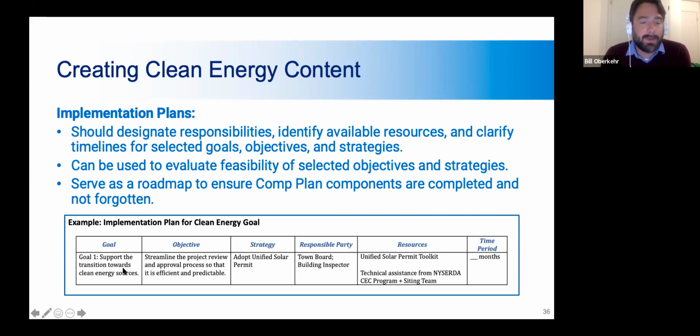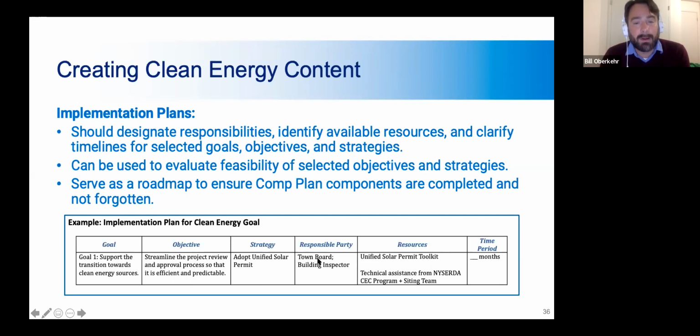So we've got our first goal again, support the transition toward clean energy resources, broad as can be. One more level of specificity here with the objective. How are we going to do that? We're going to streamline the project review and approval process so that it is efficient and predictable. One more level of specificity with strategy. How are we going to do that? We're going to adopt the unified solar permit so that we have clear, transparent, and universal permitting for systems under 25 kilowatts. Who is going to adopt that?